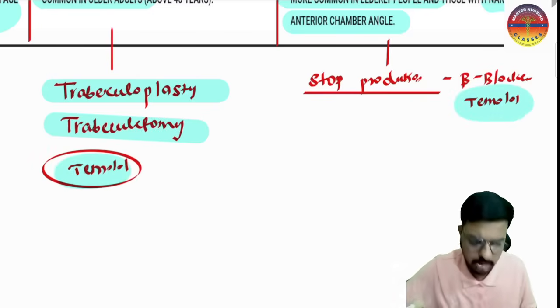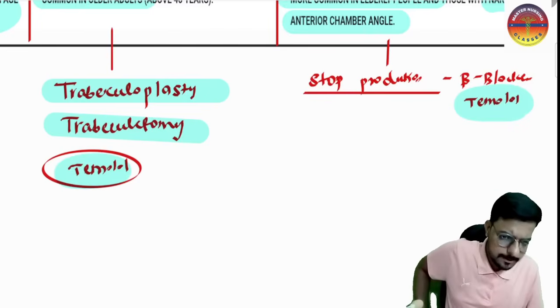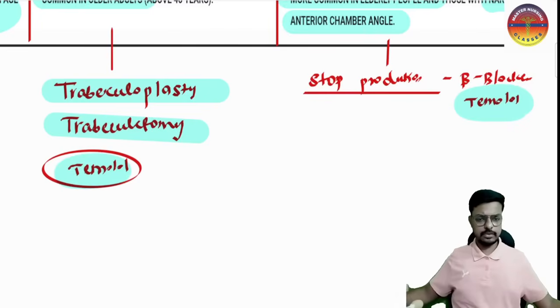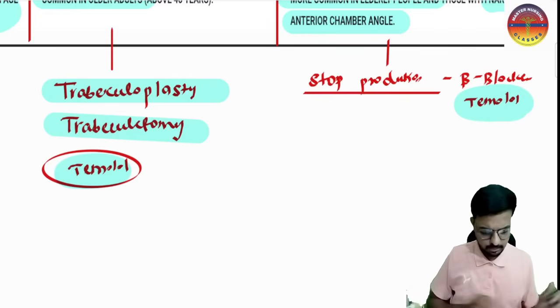Which beta blocker is used as the drug of choice in glaucoma? In glaucoma, the drug of choice which we are using is timolol. Okay, so that is very important, right?